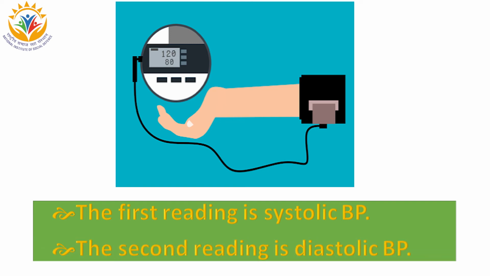The second reading is heard when the blood flow sound is heard normally. It is called the diastolic blood pressure. The pressure cuff is removed from the arm of the patient. The caregiver notes the reading in the medical record. This was about the traditional or the manual BP apparatus.